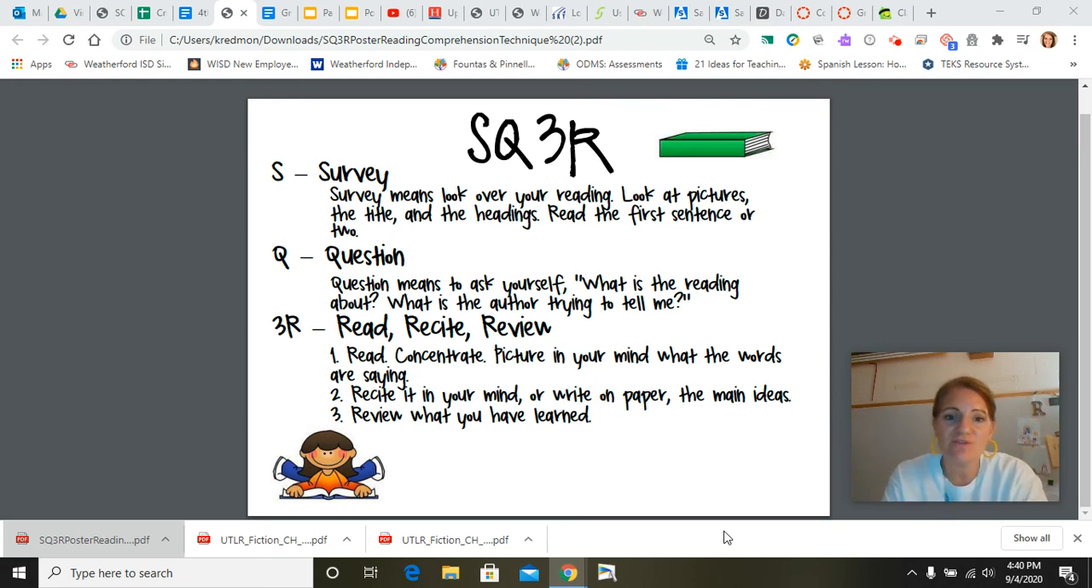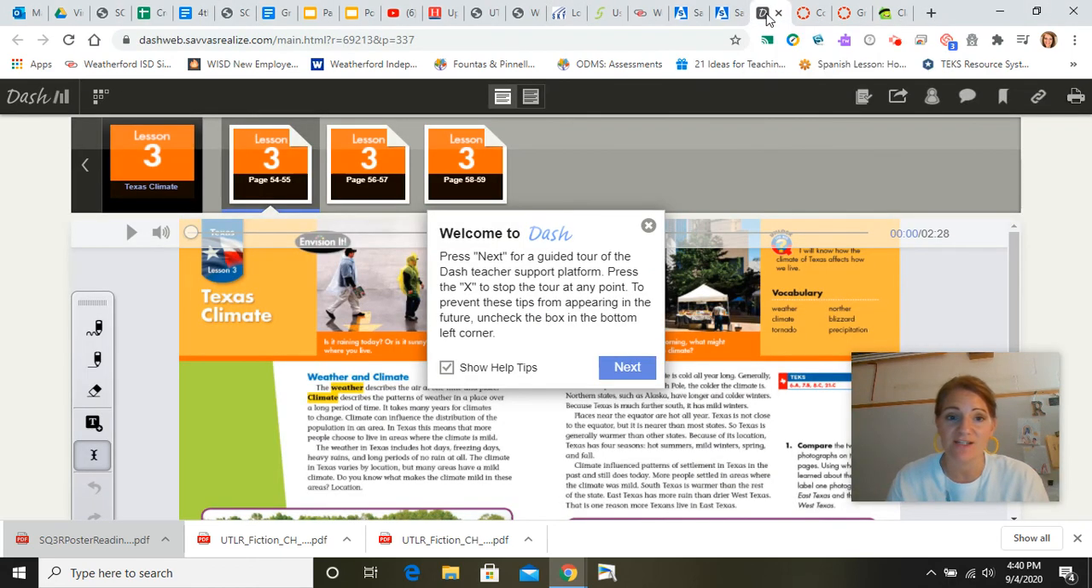The first thing you do is you survey. And what does it mean to survey? Well, whenever you survey, you look over the page. You pay attention to the title, the pictures, you look at the headings, and you read the first sentence or two to get a gist of what you're going to read about. Let's go ahead and practice surveying using our social studies textbook.